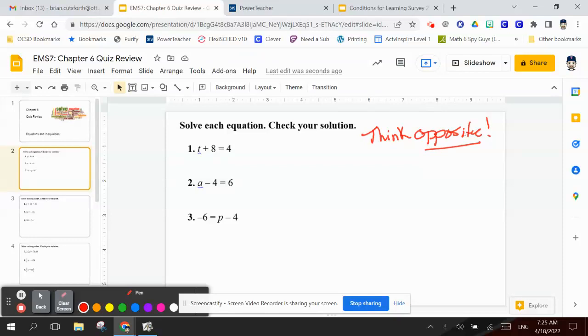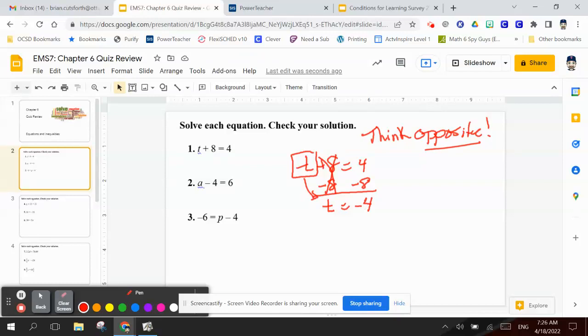So number one, it says t plus 8 equals 4. I want to get my variable by itself, so I want to do the opposite of add 8, which is to subtract 8. By the property of equality, which means whatever I do to one side of my equation, I have to do to the other. So 8 minus 8 is 0. Those two cancel out. I'm left with my variable t. And 4 minus 8 is a negative 4.